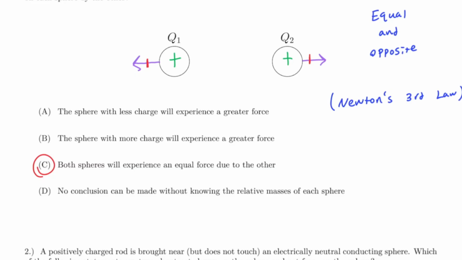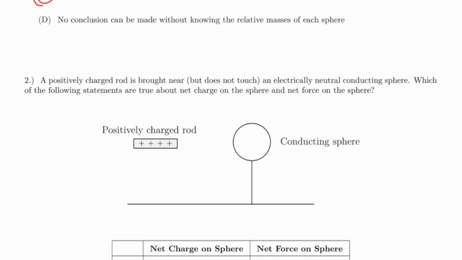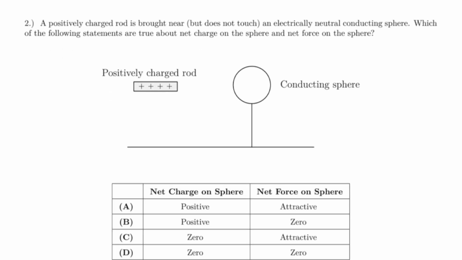The only thing that could be different would be the acceleration of each sphere, because then you have to take the mass into account. But in this case, we just use Newton's third law, right? Every force comes in pairs, with each force being equal in magnitude and opposite in direction, and they each act on different objects.